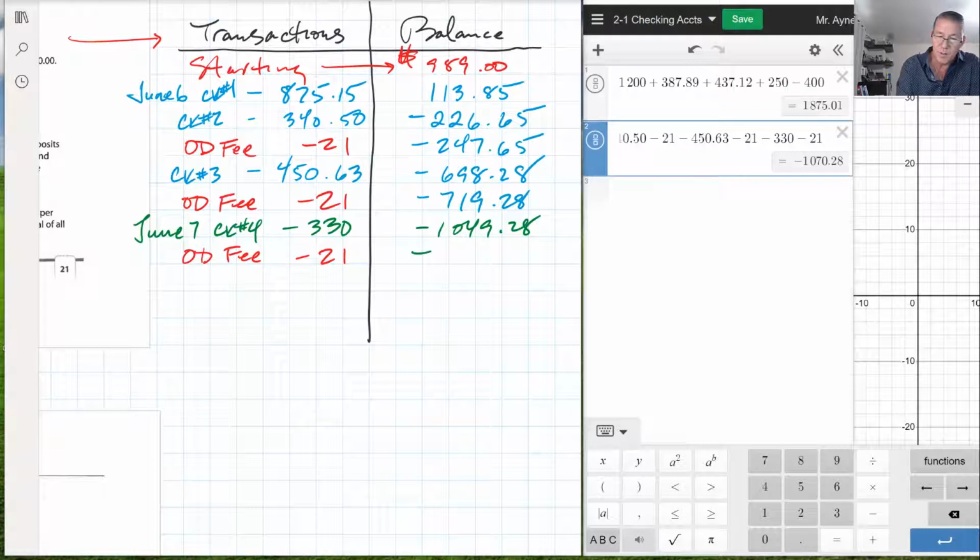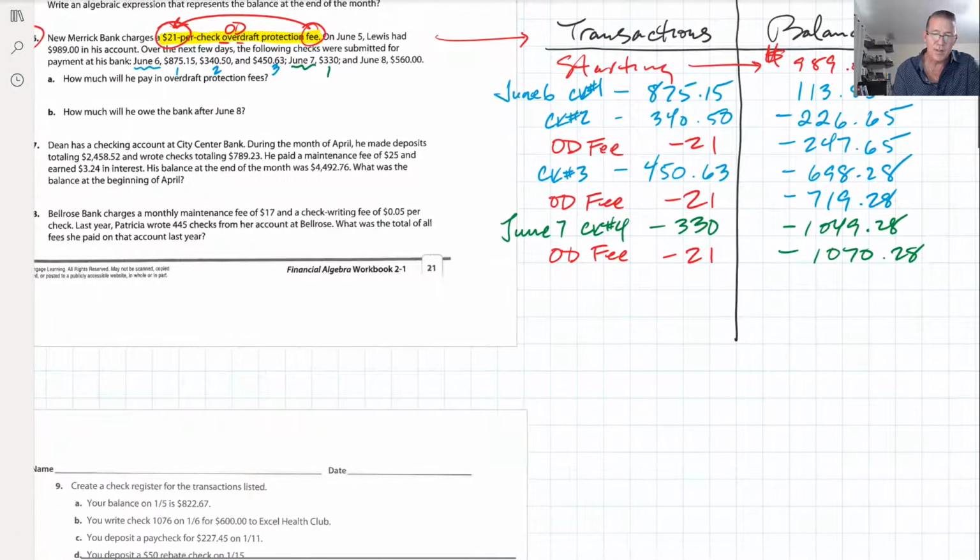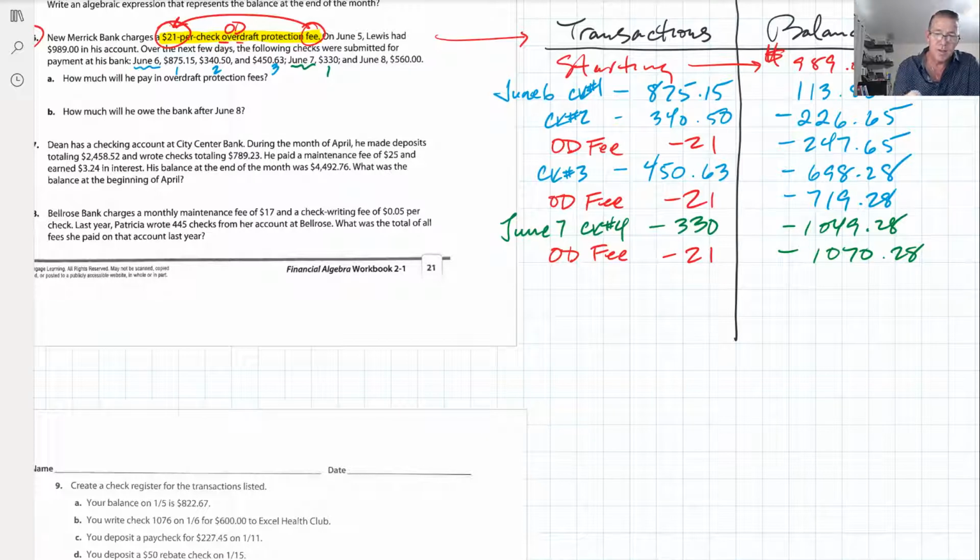All right, but that's the situation you're in. So here we go, negative $1,070.28. Let's go back to the problem and read on. That's what happened on June 7th. Now, what happened on June 8th? June 8th, a check came in. This is the fourth check and this is the fifth check. So check number 5 comes in on June 8th, and it's $560.